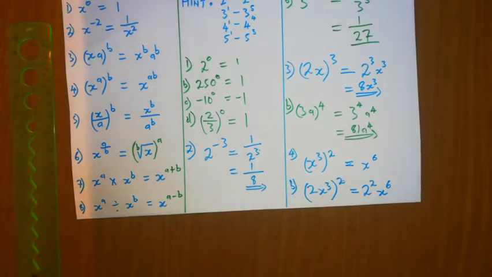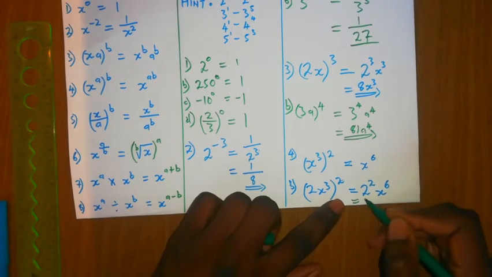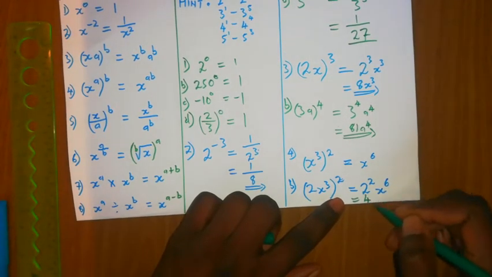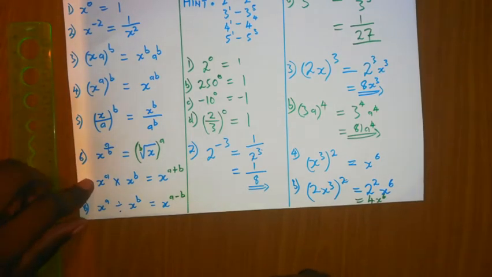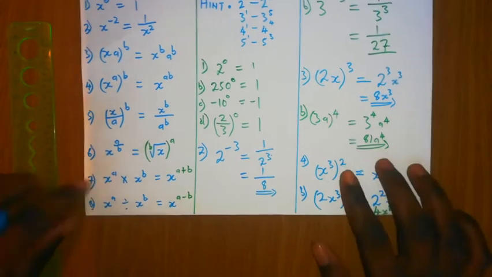My final answer is going to be equal to 2 squared, which is 4x to the power 6. So that is my final answer. Let me proceed to the other theory. That's theory number 5.